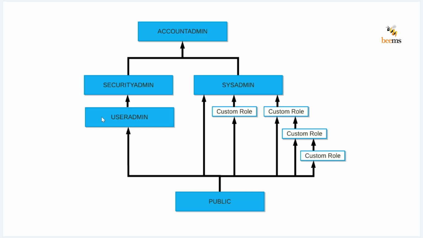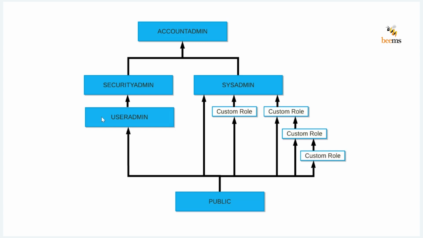User admin will check how many users can be added to a particular role. Like for a developer role, they can add 10 users, 15 users, and they can limit the access to that particular role. So user admin can do both things. Public is a default access that is given to all users who are newly added to Snowflake.